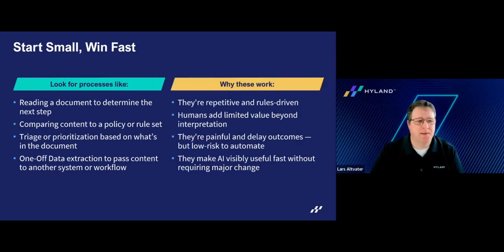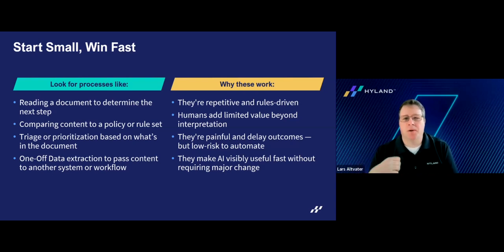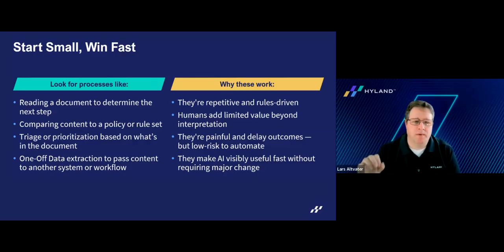Starting small, win fast. So here the idea is, look for processes like reading a document to determine next steps, comparing content to a policy or a rule set, triaging or prioritizing based on what's in the document. You have to read the document to figure out, okay, there's a due date somewhere. Where's that due date? What is that due date? It can be one-off data extraction. We're not saying use Agent Builder to do bulk data extraction, but sometimes you do have that use case where I need to know this one piece of information from this document, just to drive forward a process.